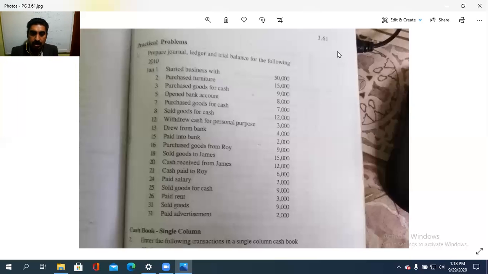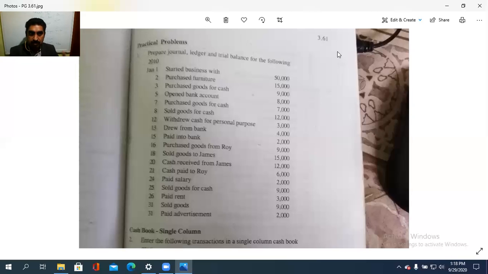Sold goods means what? Sadhanam vittu. Okay, so Sadhanam vittu entry: cash account debtor to sales. Then paid advertisement, advertisement expense account debtor to cash, 2,000. So these are the journal entries.